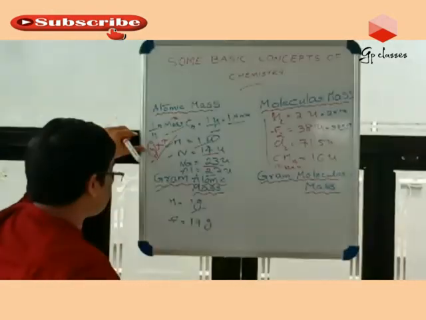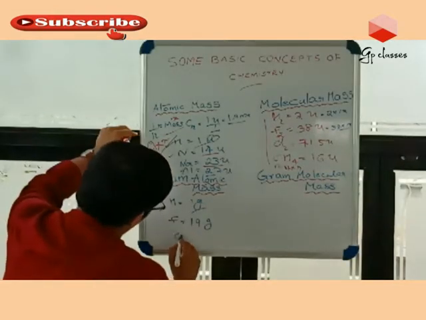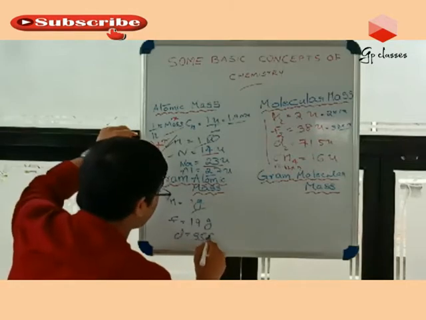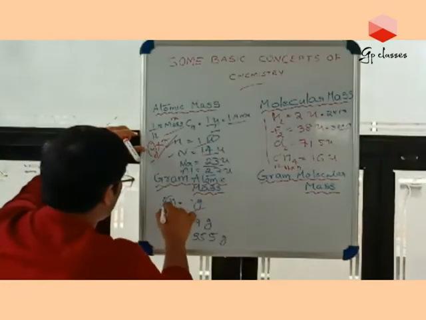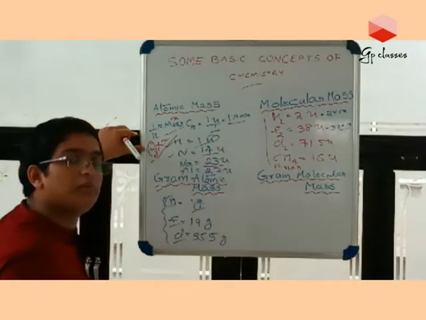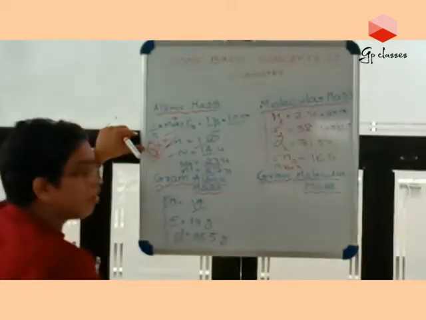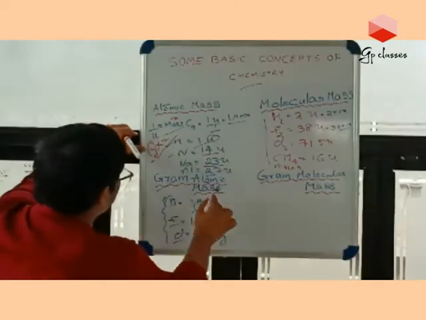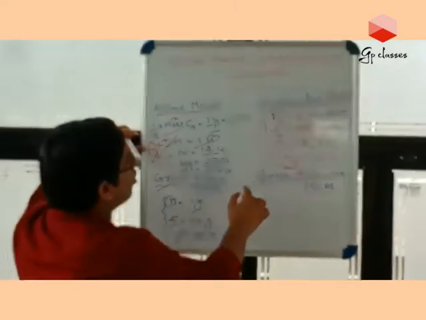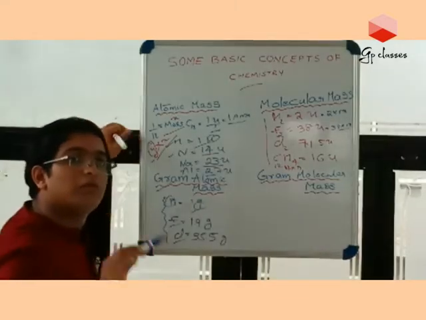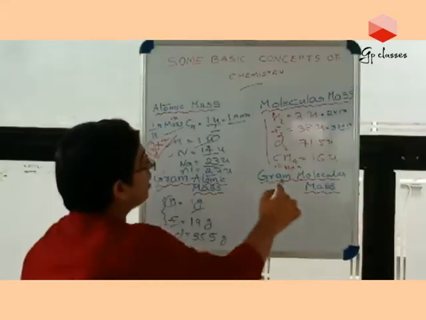I am taking a fluorine atom. What about another? When I take chlorine, it will be 35.5 gram. Actually, hydrogen, fluorine and chlorine exist as diatomic molecules, but for simple calculation, I am taking them as monoatomic. So gram atomic mass is simply atomic mass represented in gram. What will be gram molecular mass? That is molecular mass expressed in gram.